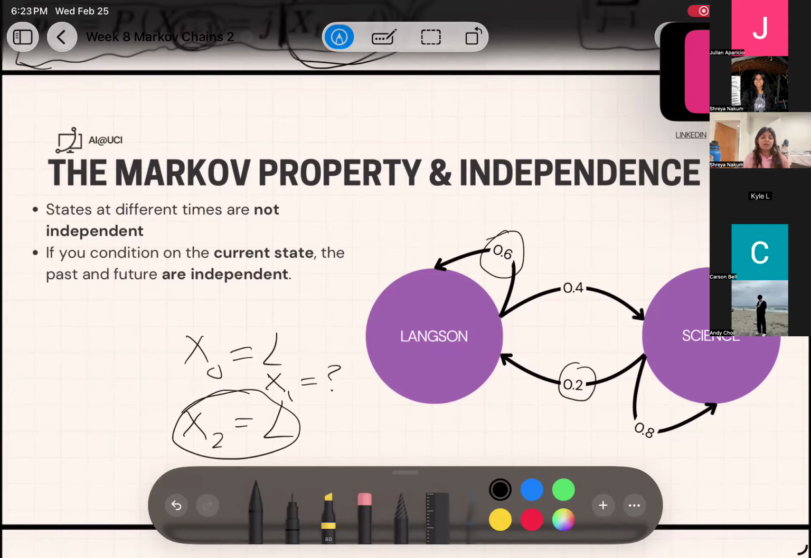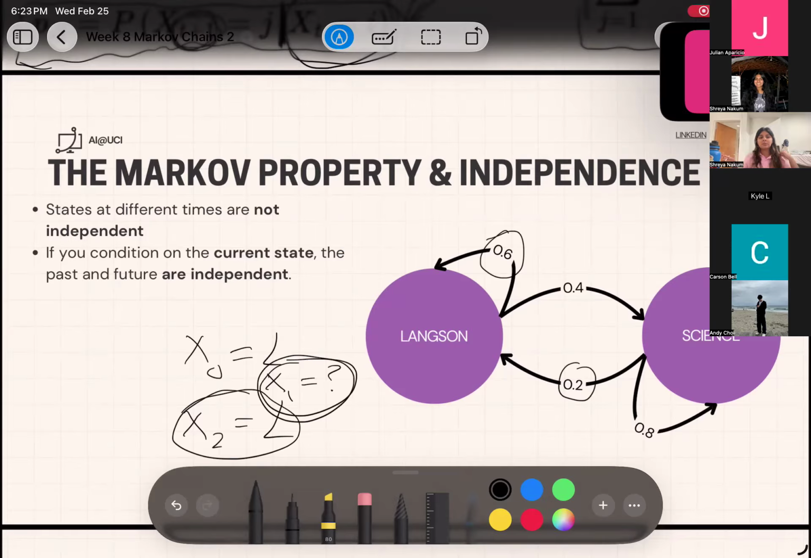States at different times are not independent. There is a relationship, and they're conditionally dependent on this middle time here. However, if you condition on the current state where you are, if I said, where will I be at x2 given I'm at x1 Langston, then the past and future are independent. Does that make sense? Yep. Nodding verbally.